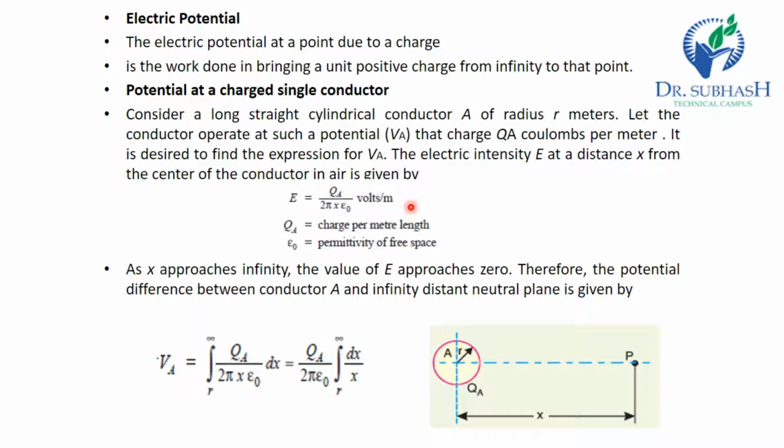As x approaches infinity, the value of E approaches 0. Therefore, the potential difference between conductor A and the infinite distance neutral plane is given by Va equals the integral from r to infinity of Qa by 2 pi epsilon 0 x dx. Qa by 2 pi epsilon 0 is constant, so we have the integral from r to infinity of dx by x.